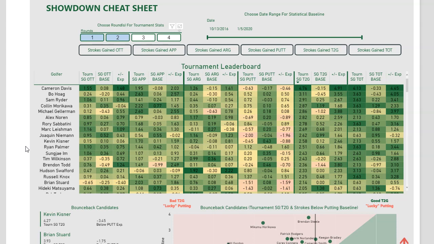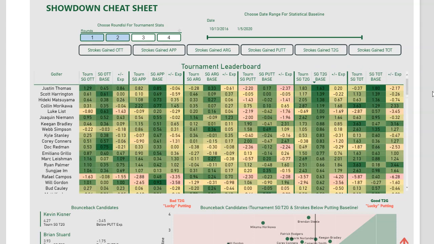If you get unlucky for the first couple of days, it is usually going to come back to you very, very quickly. Because I've broken the tournament strokes gained data out, their baseline out, and their expectation out, you can really sort by any one of these columns. If you just want to see who the best tee to green guys in this field are, long-term form, well, Justin Thomas, Scott Harrington, Hideki Matsuyama, Collin Morikawa. You can just sort by that.